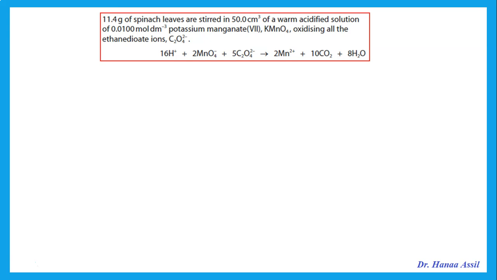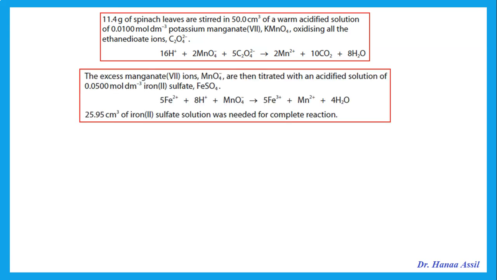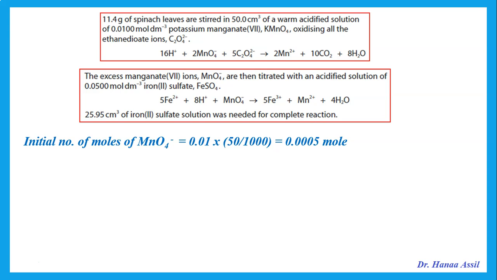So basically what do we have? This is what he did. The spinach, we added 50 cm³ of the acidified potassium permanganate, and then we titrated the excess permanganate. So I need to know the initial number of moles of permanganate. What did he use? He used 0.01 mol dm⁻³ of 50 cm³. Remember, in all these equations, we need to convert the cm³ to dm³, divide by 1000. So that's the initial number of moles that we started with.